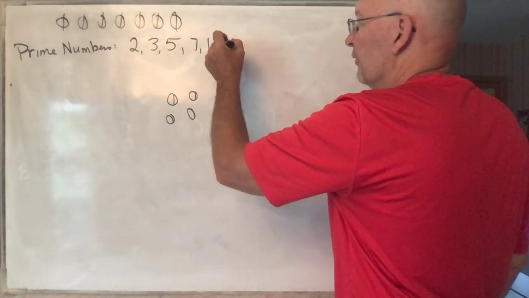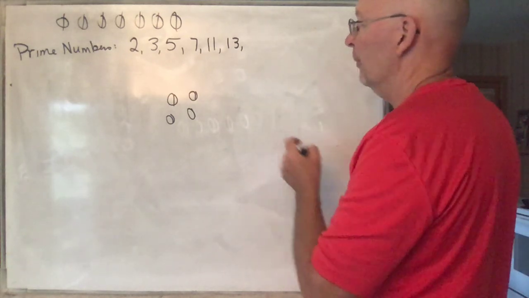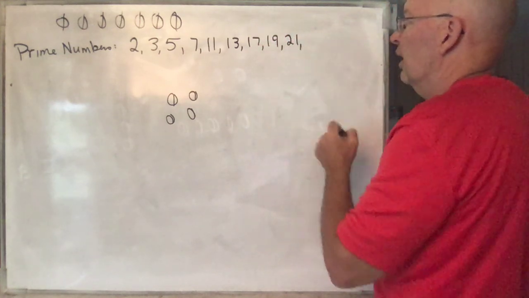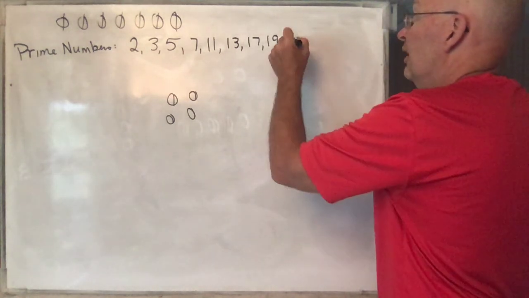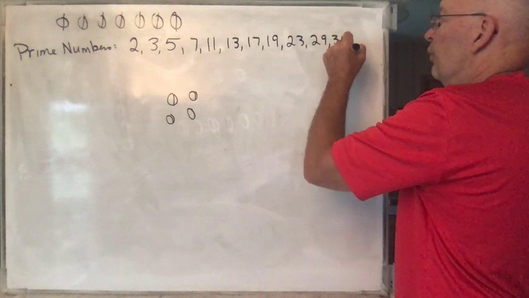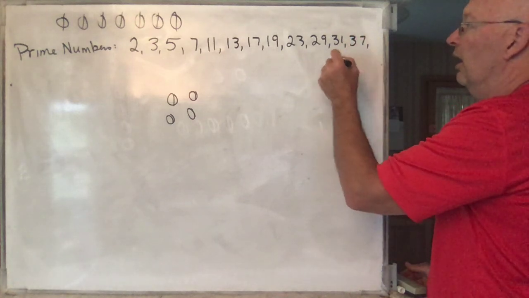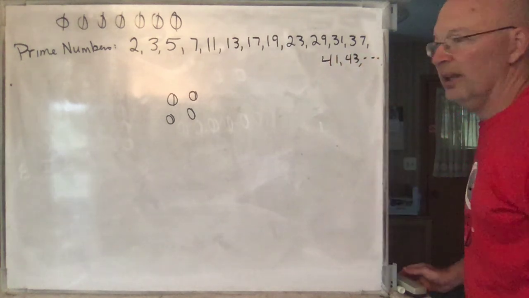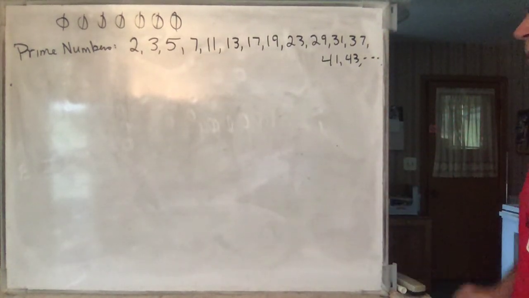12 can be broken up lots of different ways. 13, 15 can be broken up into 5 piles of 3 or 3 piles of 5. 17, 19, not 21. 21 can be broken up into 3 piles of 7 or 7 piles of 3. 23, 25, 27, 29, 31, 33, 35, 37, 39, 41, 43, and it just keeps going. The question is, does it go forever or not? We're going to talk about that.